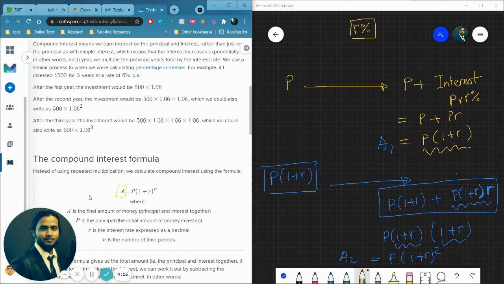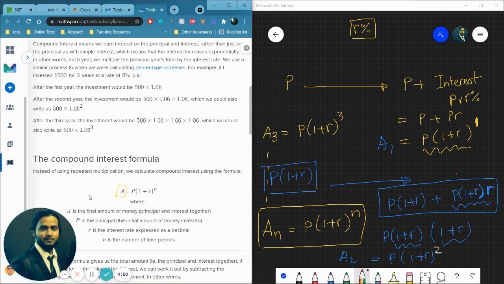But you can already see one thing, which is that these powers are increasing. This was 1 and this is becoming 2, and I can already see that A3 is going to be simply P(1 plus R) cubed here, and so on. If I continue up to the nth year, it's going to be P(1 plus R) to the power n, and that's your compound interest formula right here.